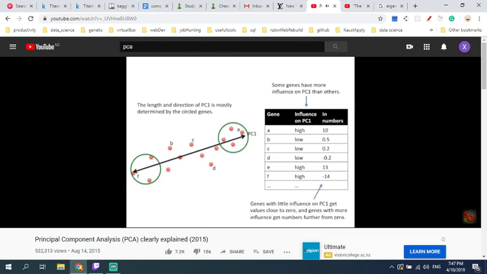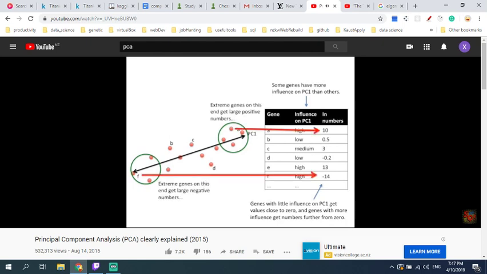We could also use quantitative scores for each gene. So genes with little influence on principal component 1 would get values close to 0, and genes with more influence would get numbers further from 0. Genes on opposite ends of the line would get similarly large numbers, but with different signs. So A might get a positive number, like positive 10, and F, because it's all the way at the other end of the line, might get a negative number, like negative 14.